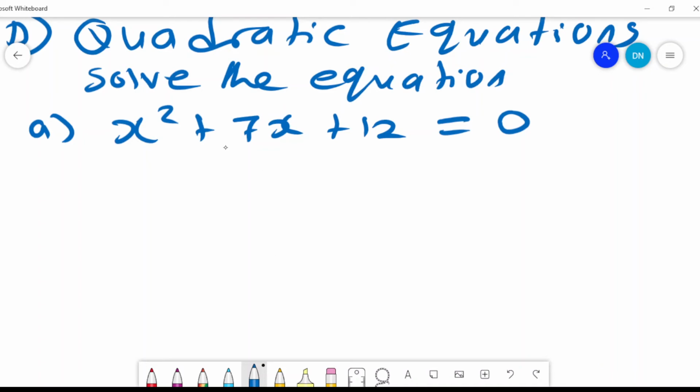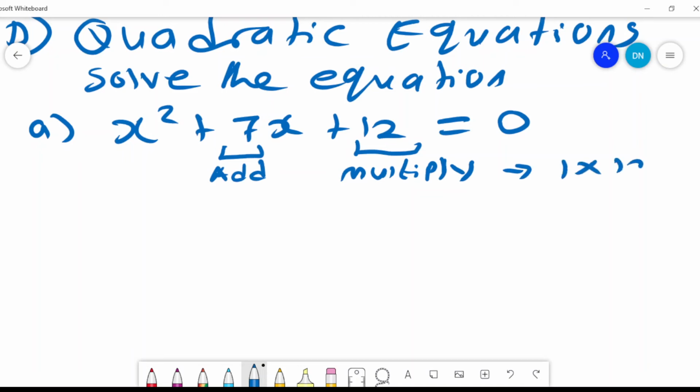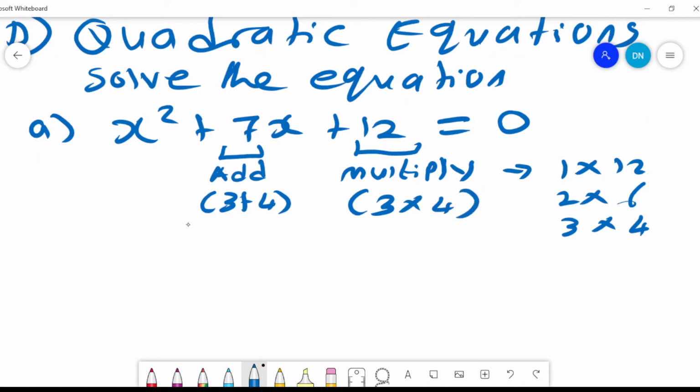And the method is, I think of two numbers. When I sum them, I get 7. And when I multiply them, I get 12. For example, 1 times 12, 2 times 6, 3 times 4 are my numbers. So which two numbers here when I multiply, I get 12? But which two numbers when I sum them, I get 7? It is 3 and 4. 3 plus 4 is 7. And 3 times 4 is 12. So I have 3 and 4.